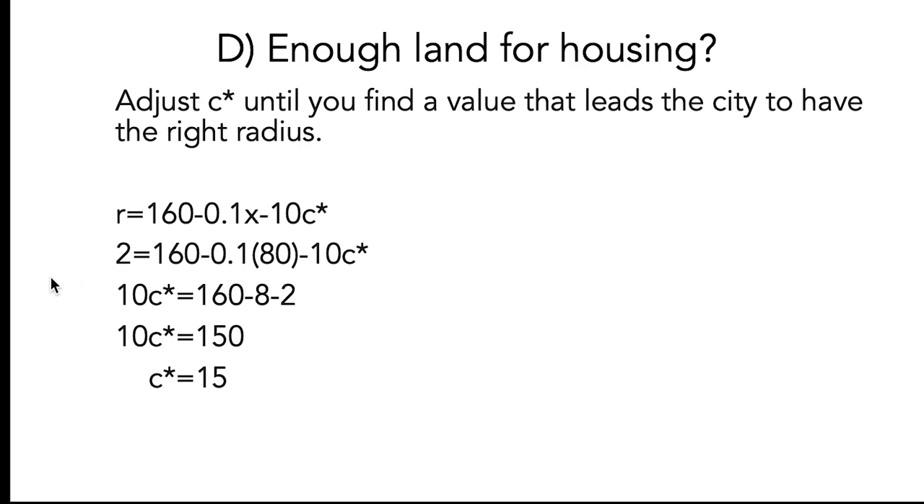We add 10c star on both sides and we get that 10c star is equal to 160 minus 0.1 times 80, which is 8. And then I subtract 2 from both sides, and that is 150. So C star would be 150 divided by 10, which is 15. So C star must be equal to 15. In other words, the consumption of the other good, the bread, is equal to 15.